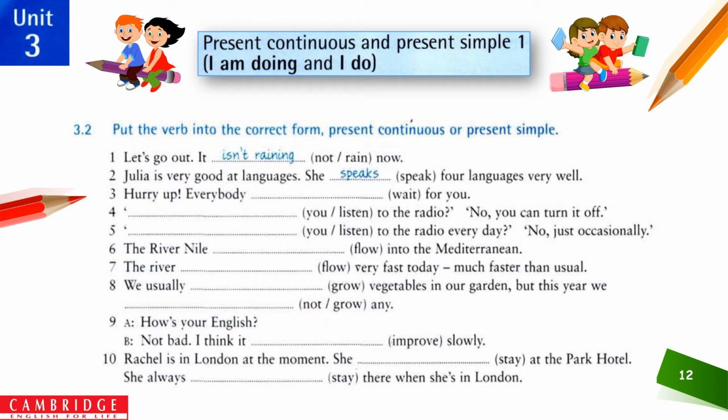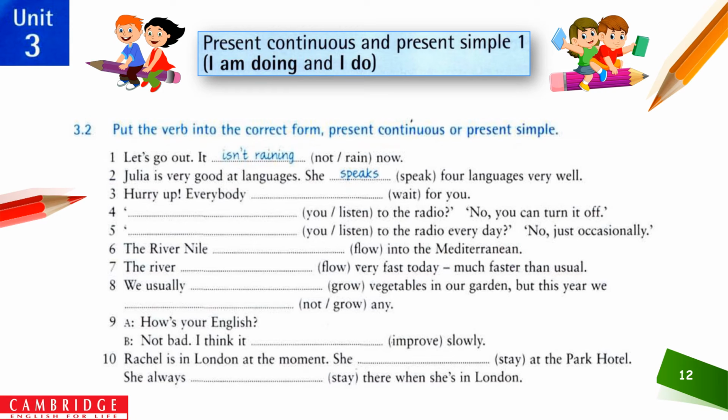Students, here that is 3.2. Put the verb into the correct form, present continuous or present simple. So here you have a mixture of sentences, you can use present continuous or present simple where it is necessary. You need to understand the sentence. You need to find out if the sentence is of simple present or present continuous tense. Accordingly, you need to write the answer.